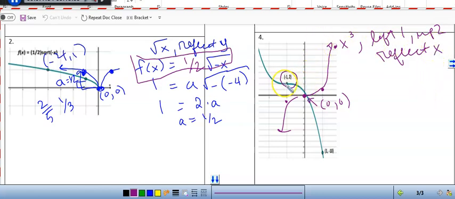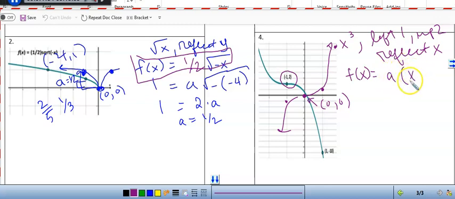Now, this one also does not follow that 1, 1 pattern. It goes right 1, but it does not go down 1. And so it looks like there might be a vertical stretch. So my job is to figure out what that value of the vertical stretch is. So I'll write f of x equals a.